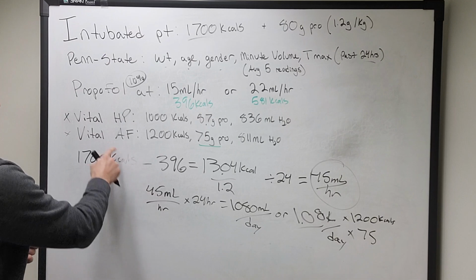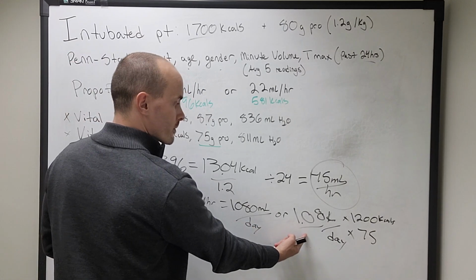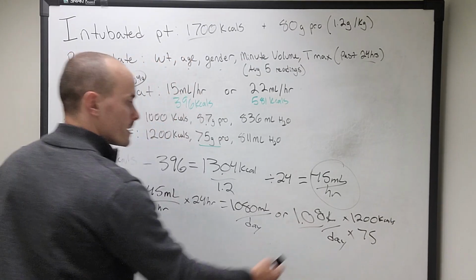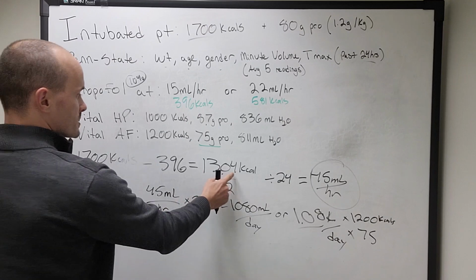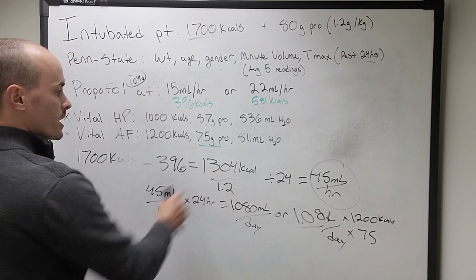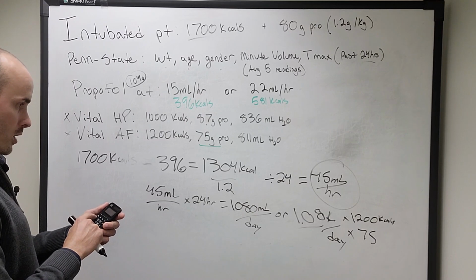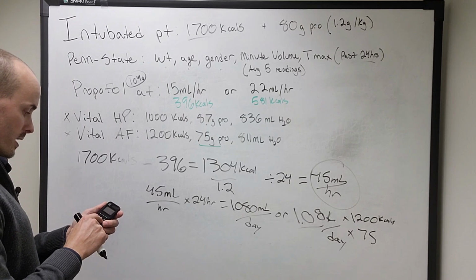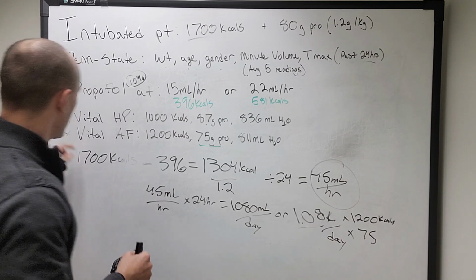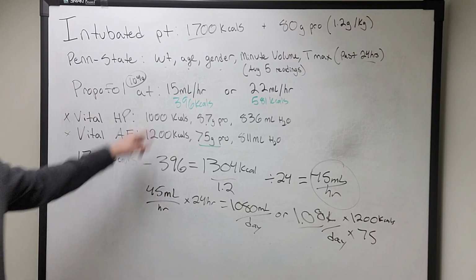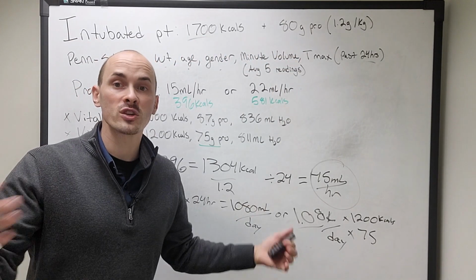So what this is showing us is that Vital AF at 45 an hour will give you just over a liter of volume a day. 1,200 kcals per liter gives us 1,296, which is very close to the calorie needs. So we know that this will meet their calorie needs. The question is, will it meet their protein needs? So 1.08 times 75, 81 grams of protein. So Vital AF at 45 an hour will meet their calorie and protein needs, assuming that propofol is running.